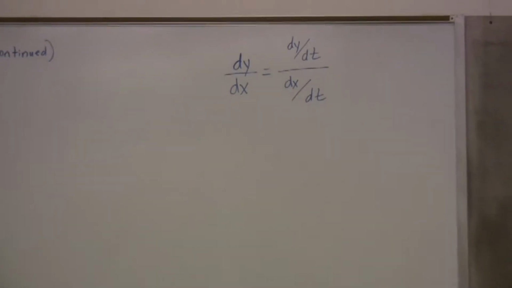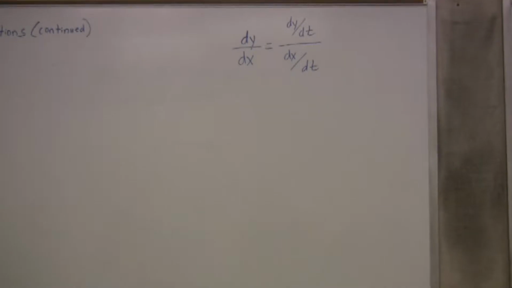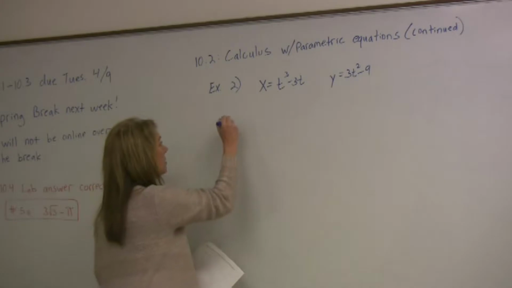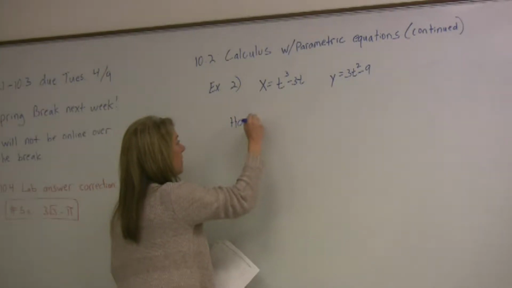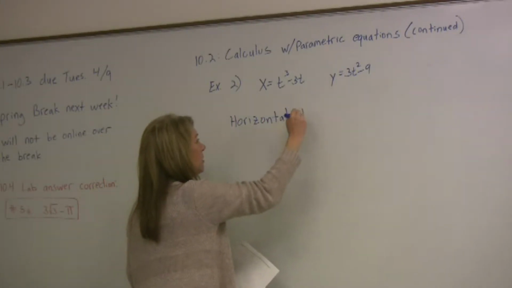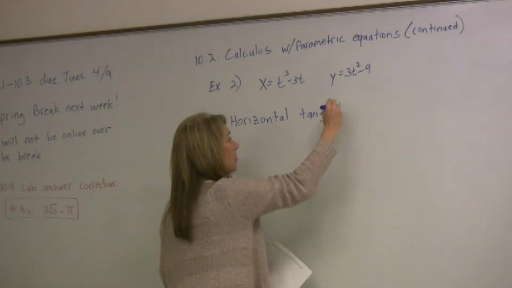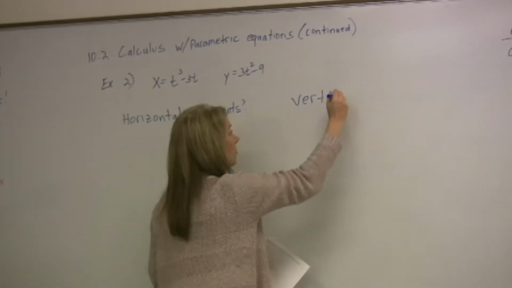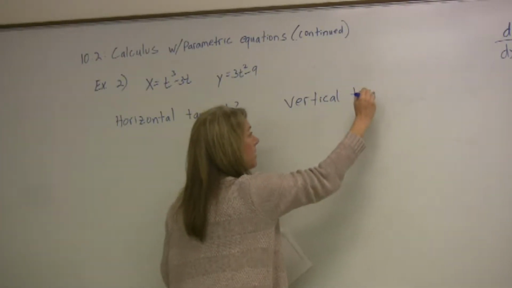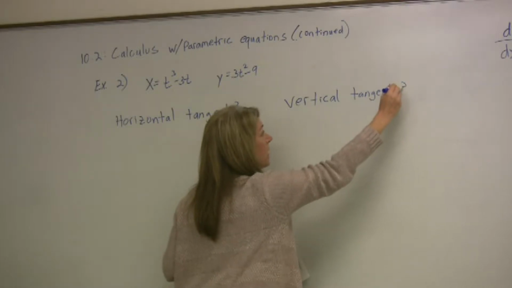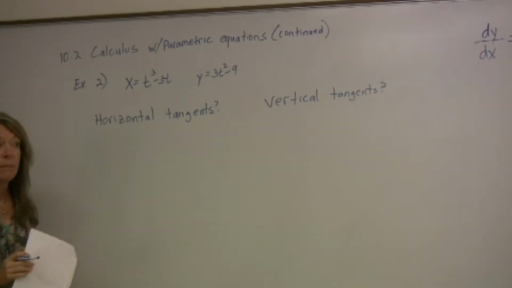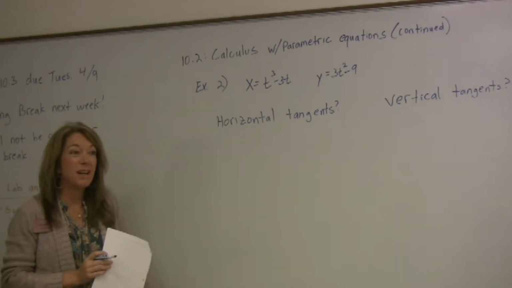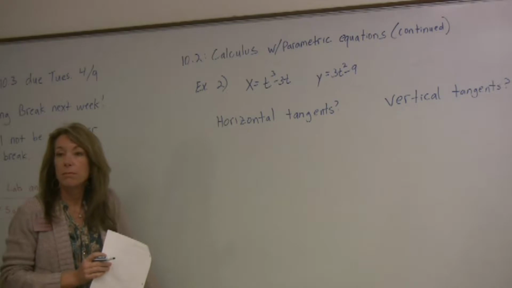So we have these equations in example 2, and the question says, determine where this curve will have horizontal and vertical tangents. Where it might have horizontal tangents and where it might have vertical tangents. They say tangents plural because we don't know how many tangent lines they might have based on what the curve looks like. They could have more than one tangent line in any direction. We saw that with that last example.